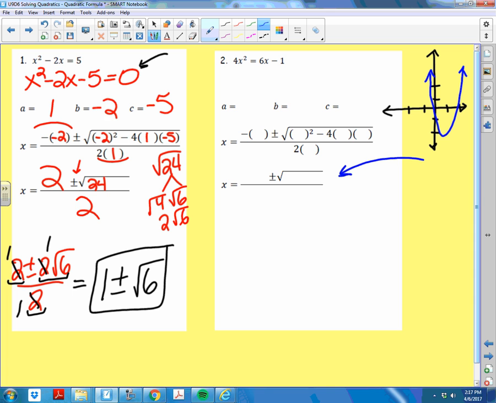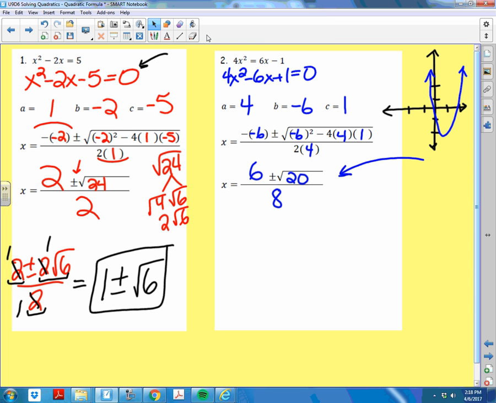All right, so here we go. So 4x squared minus 6x plus 1 equals 0. A is 4, B is negative 6, C is 1. So it's negative b plus or minus the square root of b squared minus 4 times a times c, over 2 times a, which is 6 plus or minus the square root of 20, over 8. Okay, what you should have gotten is 6 plus or minus the square root of 20 divided by 8.